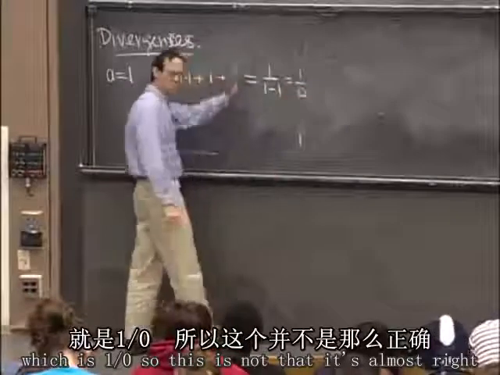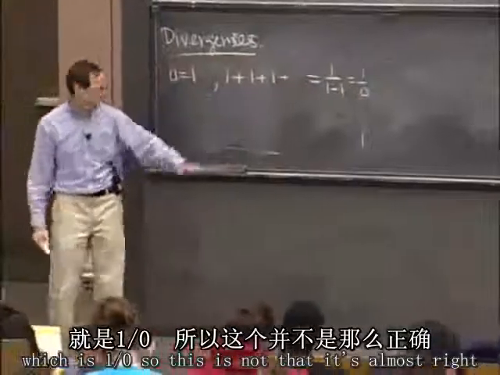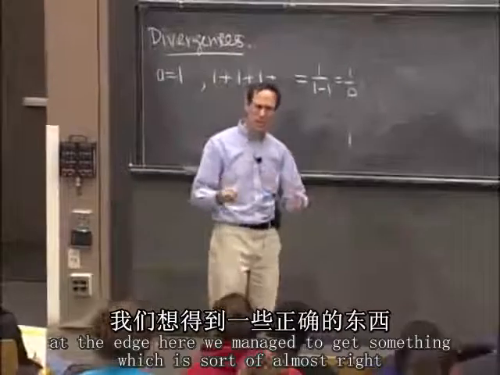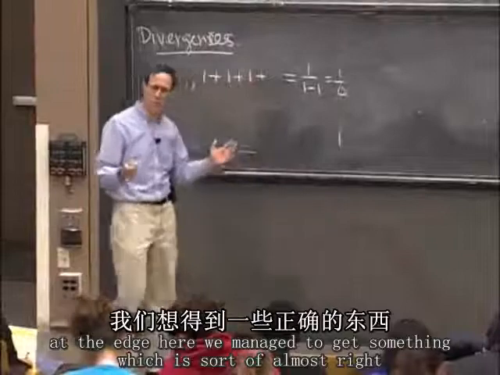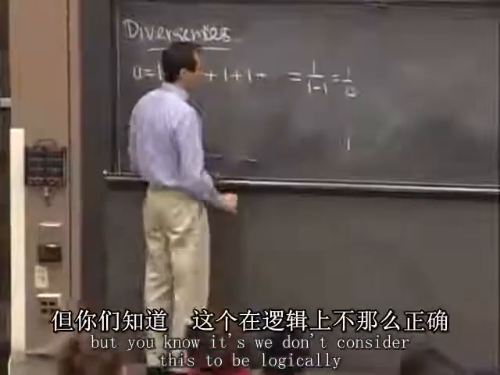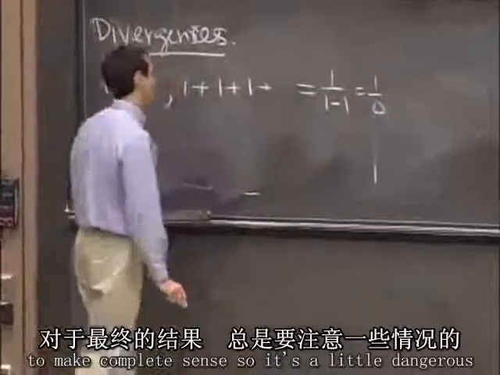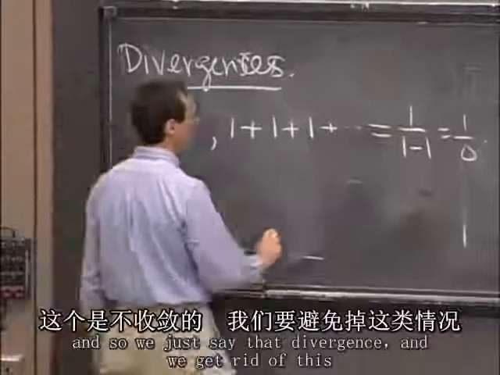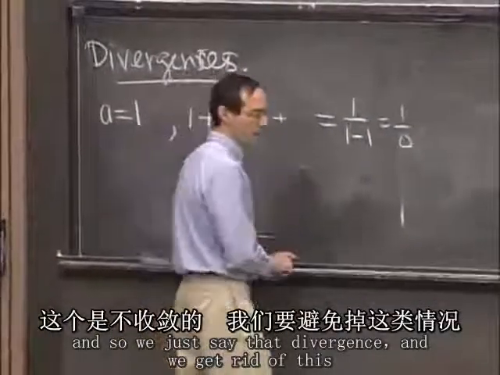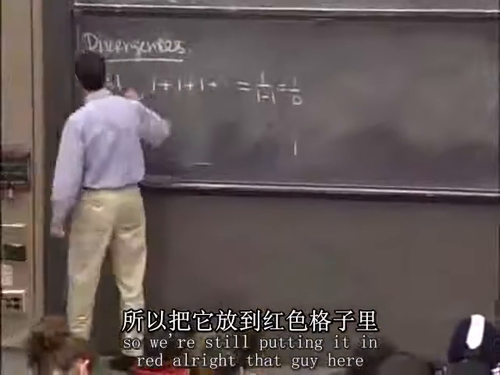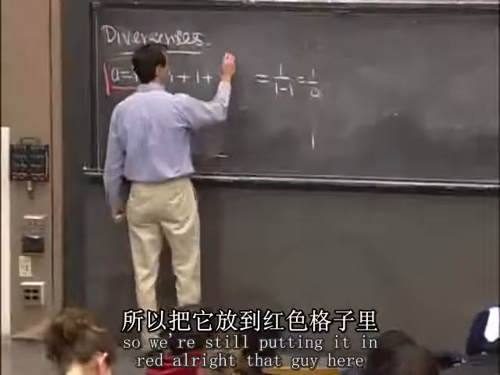So this is not bad. It's almost right. It's sort of infinity equals infinity. At the edge here, we manage to get something which is sort of almost right. But we don't consider this to make complete logical sense. So it's a little dangerous. And so we just say that it diverges and we get rid of this. So we're still putting it in red, all right? The bad guy here. So this one diverges.